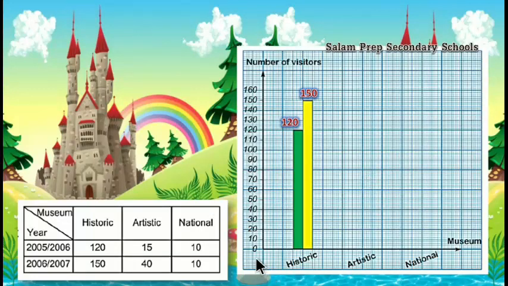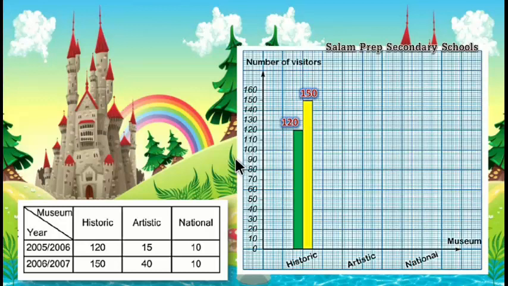We need to determine the horizontal axis and vertical axis. Horizontal axis, its label is museum. Okay, look at the table, museum. The first, historic, artistic, national. Okay, we will write on the horizontal axis: museum, historic, artistic, national.